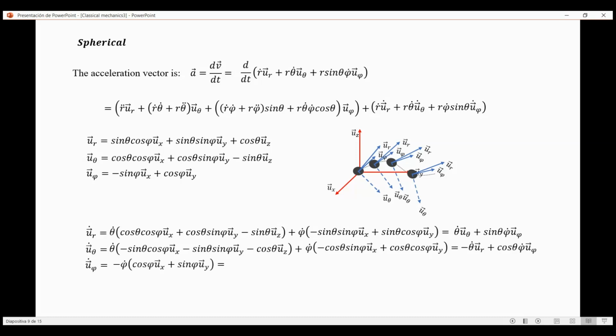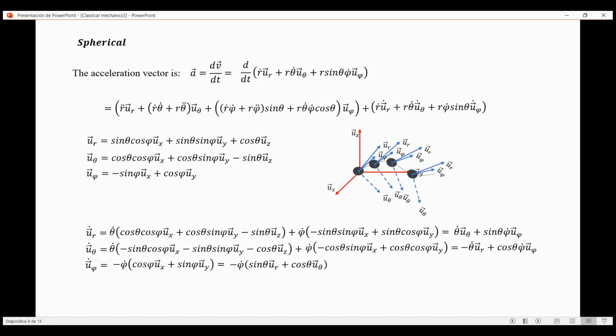And finally, if we derivate in time u phi, it just depends on phi. So phi dot that multiplies minus cosine of phi ux plus sine of phi uy, with the minus sign. We take it out. So this is simply minus phi dot, and this is not directly a vector of the basis, but we see here that if we multiply sine of theta by ur, this will be sine squared of theta cosine of phi ux plus sine squared of theta sine of phi uy plus sine of theta cosine of theta uz.